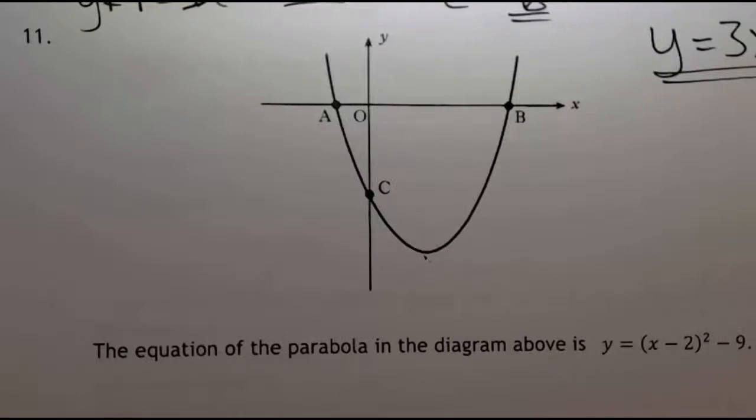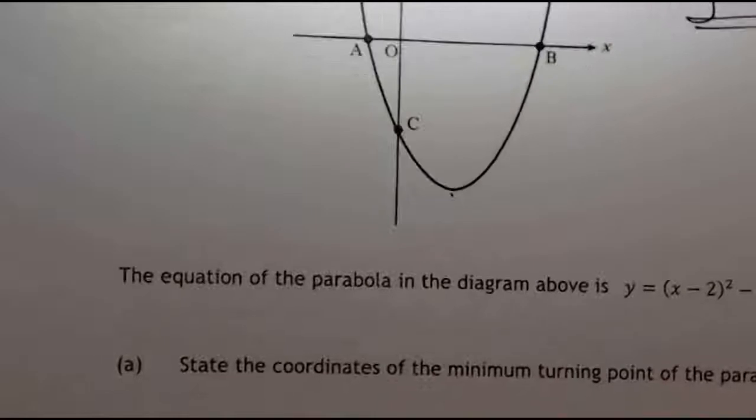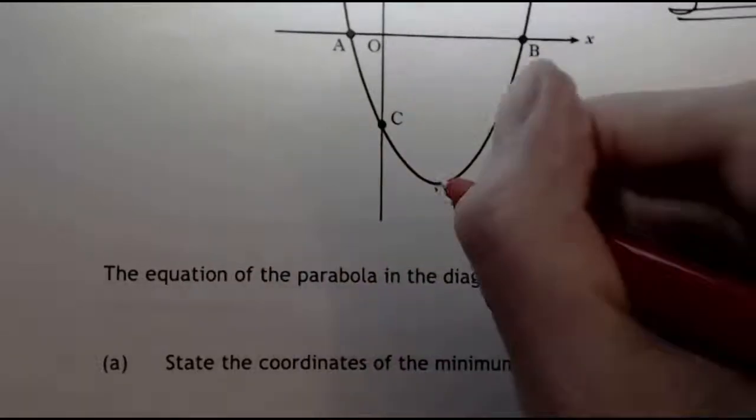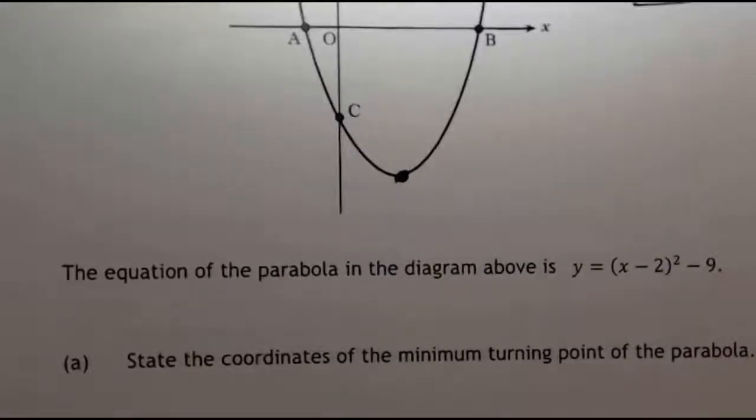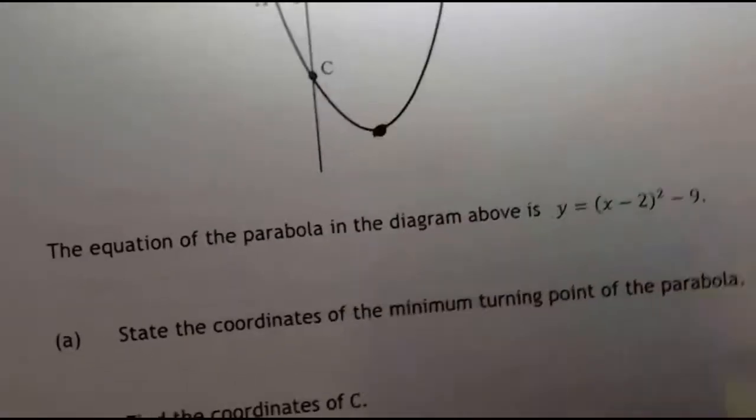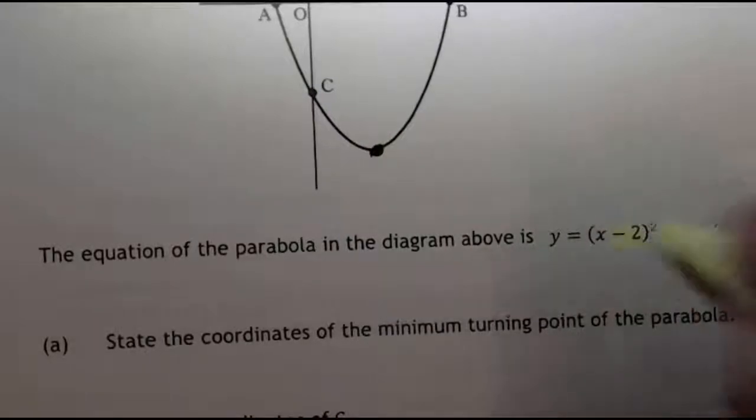So question 11 is parabola, and they've given you an equation and they want you to work out the turning point. So remember, your turning point for this one's right at the bottom. Now the actual equation gives you the turning point, and it is these values here.